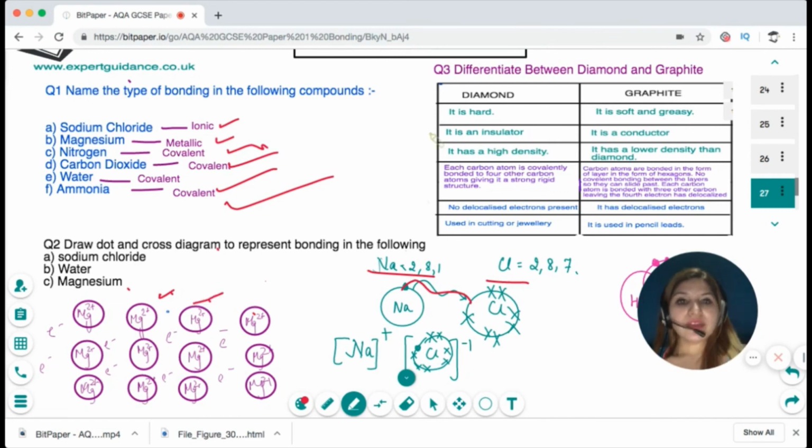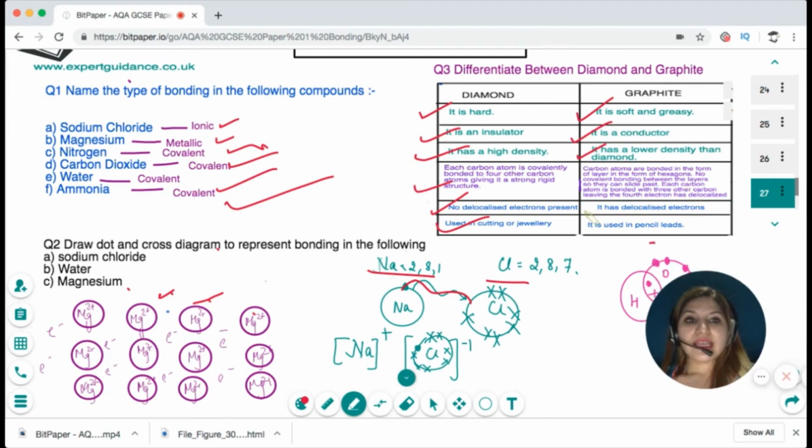Difference between diamond and graphite: diamond is hard, an insulator, with high density. Each carbon is covalently bonded to 4 others. No delocalized electrons. Used in cutting or jewelry. Graphite is soft and greasy, a conductor, with lower density than diamond. Carbon is bonded in the form of layers, in the form of hexagons. It has delocalized electrons. Used in pencil leads.